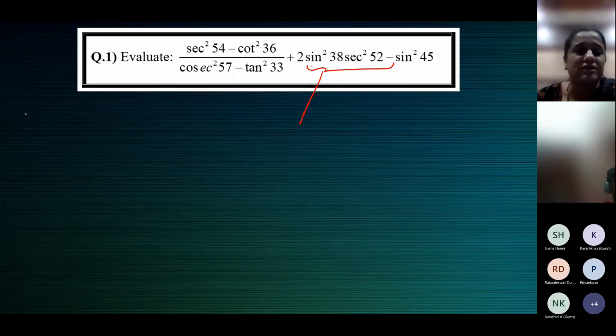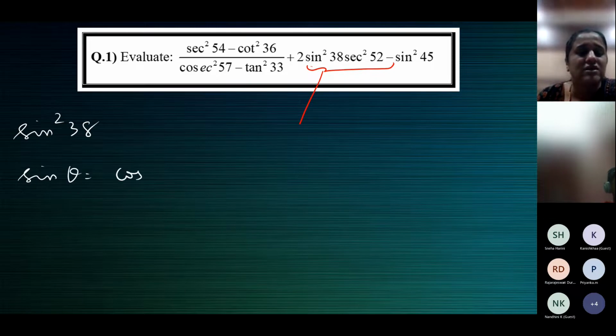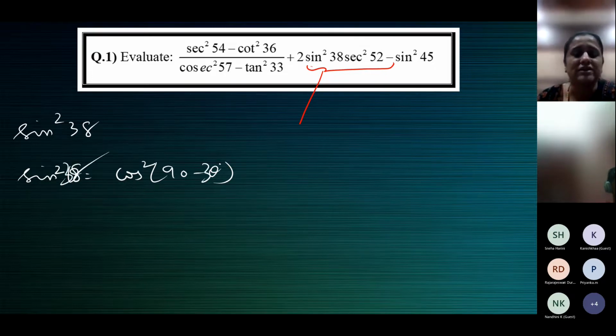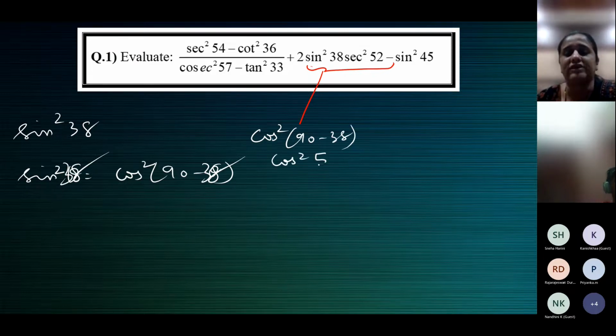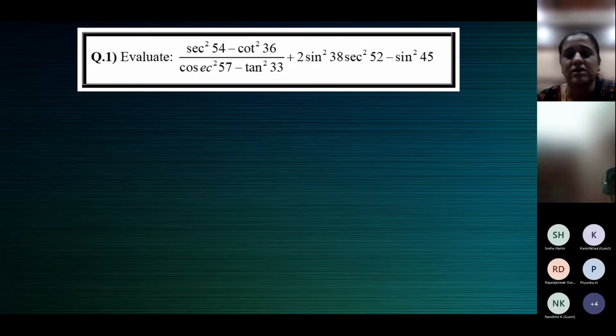Supposing you change sine square 38. You know that sine theta is equal to cos 90 minus theta. You should use this to write it in a different way. So sine square theta is cos square 90 minus theta. So sine square 38 degrees is cos square 90 minus 38 degrees. On subtracting, you'll get 52. So sine square 38 is nothing but cos square 52.